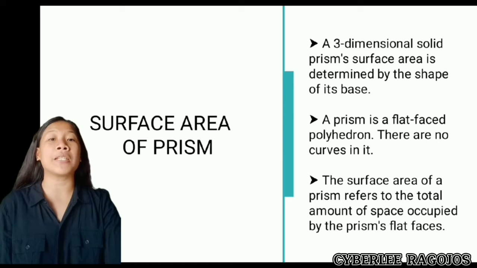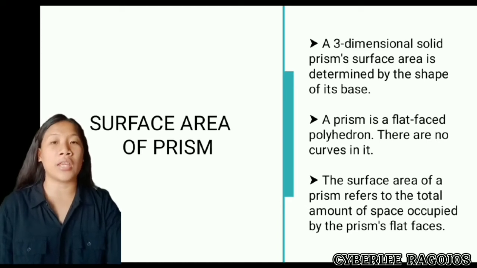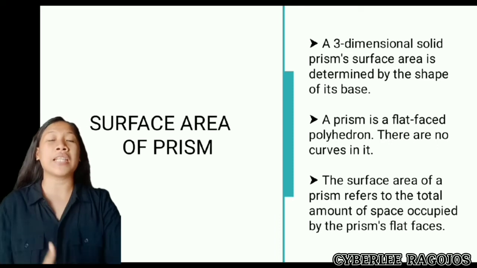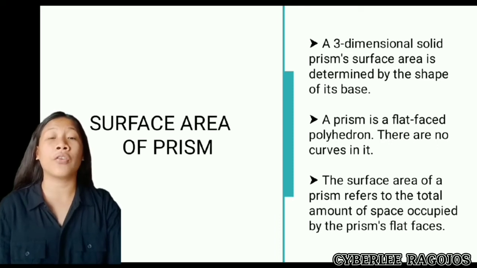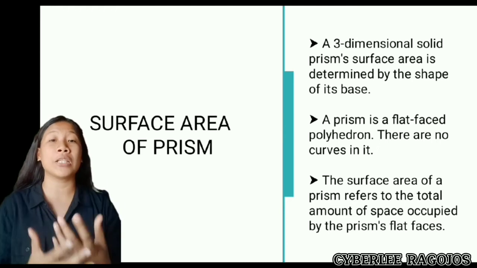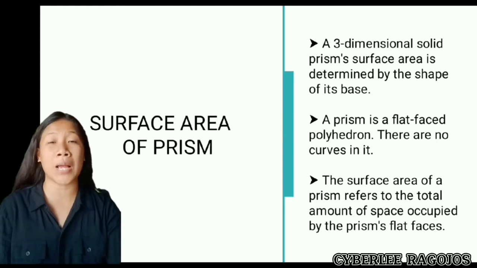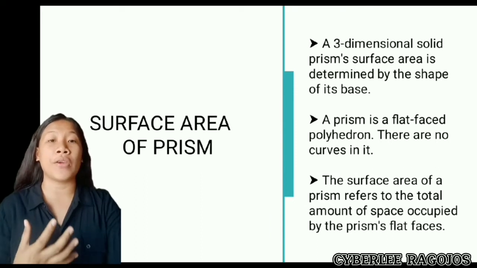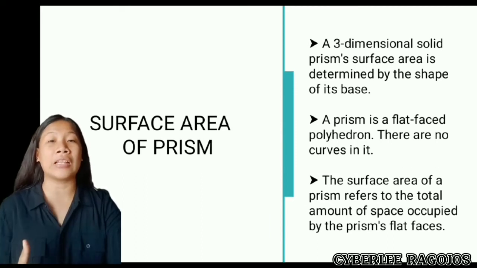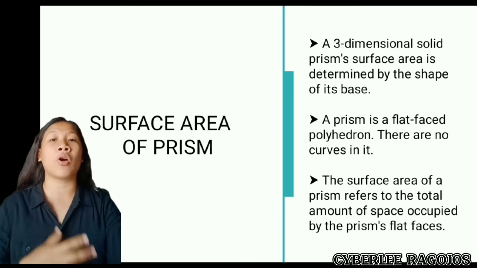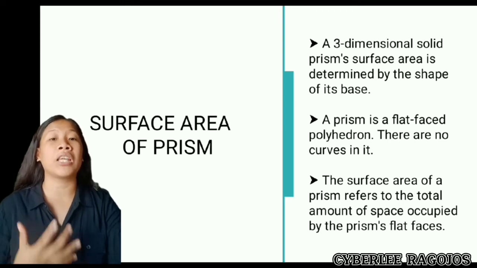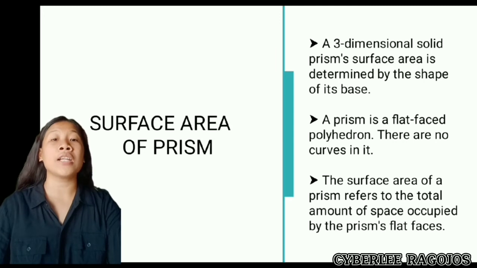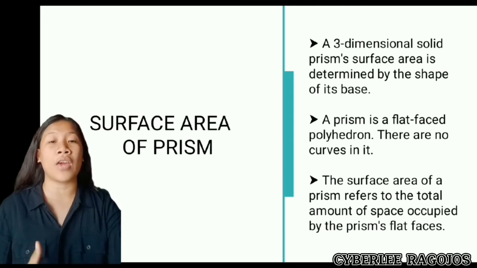A prism is a flat-faced polyhedron. There are no curves on it. The surface area of a prism refers to the total amount of space occupied by the prism's flat faces. So, finding prism surface area entails calculating the total space occupied by all the faces of that particular type of prism, or the sum of the areas of all faces or surfaces in the 3D plane.